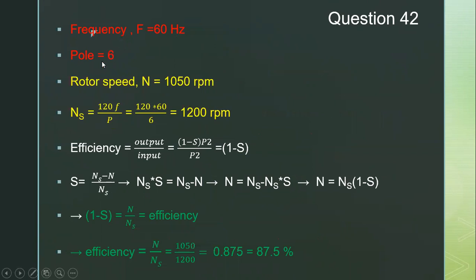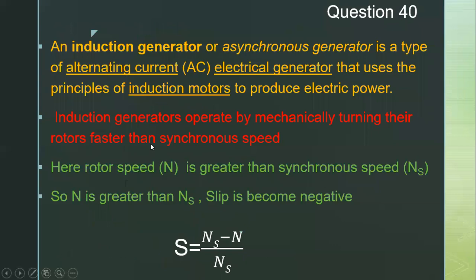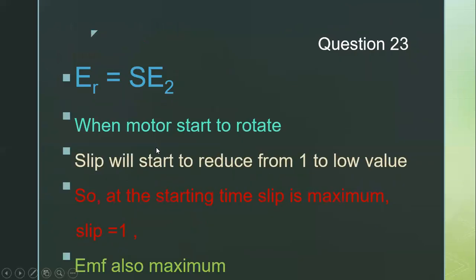The number of poles is equal to 6, and the rotor speed is given as 1050 rpm. So what is the efficiency? Efficiency is a standard equation: output by input. What is the output of the rotor divided by the input of the rotor?